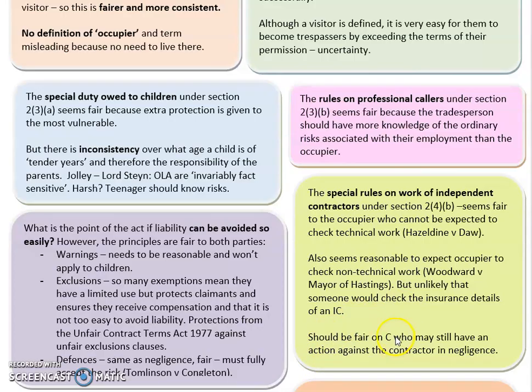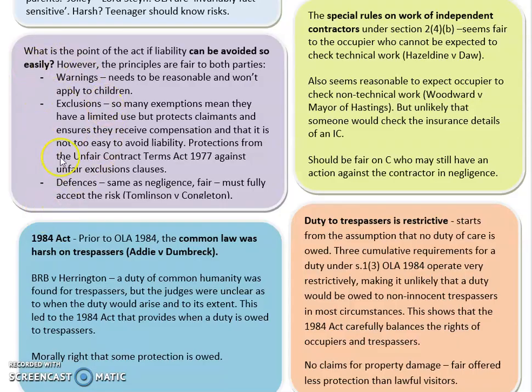Now, our claimant, this rule should still be fair on our claimant because even if they can't claim against the occupier in occupier's liability, remember that they'll still have an action in negligence against the independent contractor. So they won't lose out because of this section. So again, that seems reasonable. We'll go down a little further here to consider some other points.